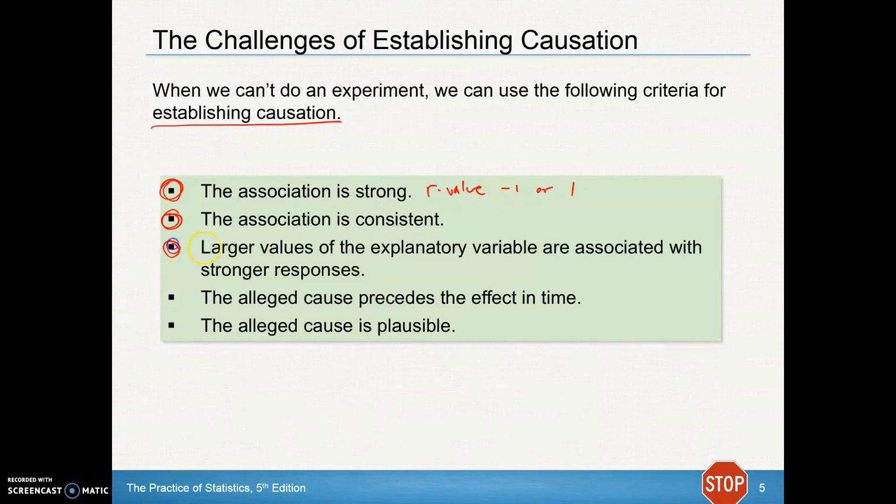Here, larger values of the explanatory variables. In other words, if we take more and more samples from an explanatory variable, that we get a stronger response variable. So in other words, as we take more and more explanatory variables, our association gets closer and closer to 1 or -1, depending on the association. And this kind of makes sense if you're trying to show cause and effect, that the cause does precede the effect in time. That somebody smoked before they got lung cancer, not that they had lung cancer and then started smoking.